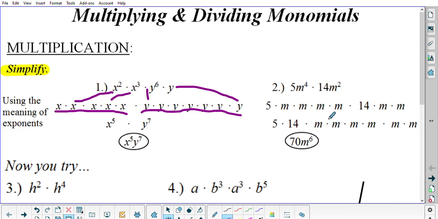Problem number 2 is a little bit different. We have some numbers involved. So 5 is just 5. 14 is just 14. What would m to the 4th be? Well, it would be m times m times m times m. M to the 2nd is just m times m. We can use our commutative property of multiplication. Put the numbers next to each other, 5 times 14. Put all the m's next to each other. 5 times 14 would make 70, and all of these m's multiplied together would be m to the 6th power, and that's how you can simplify that expression.